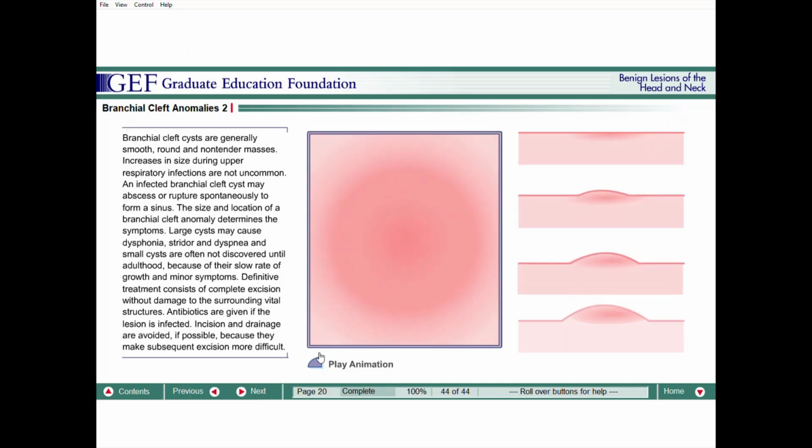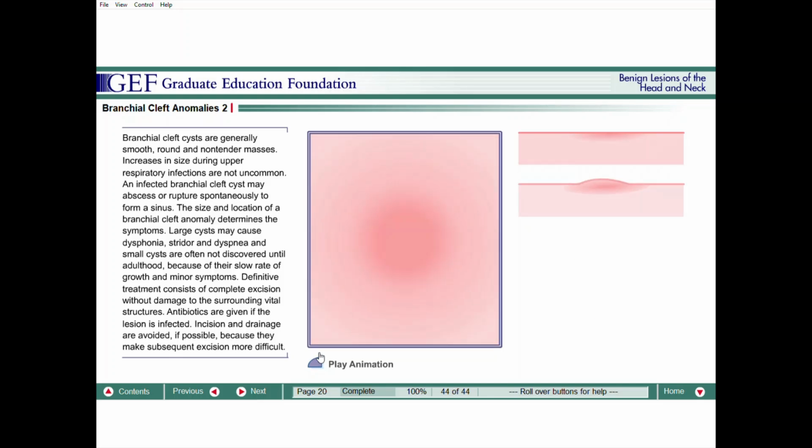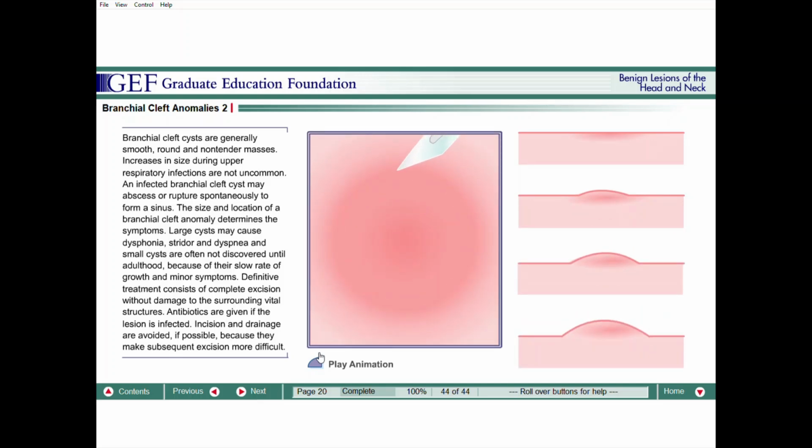Large cysts may cause dysphonia, stridor, and dyspnea, and small cysts are often not discovered until adulthood because of their slow rate of growth and minor symptoms. Definitive treatment consists of complete excision without damage to the surrounding vital structures. Antibiotics are given if the lesion is infected. Incision and drainage are avoided if possible because they make subsequent excision more difficult.